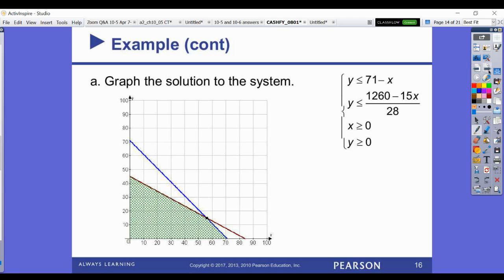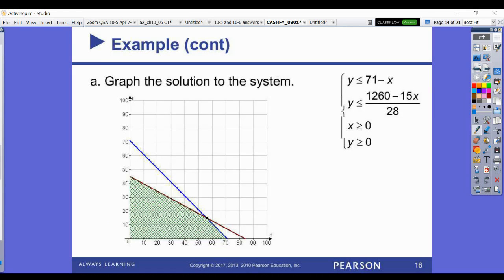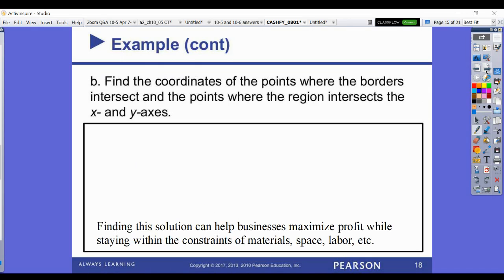And on these kinds of problems, they're going to ask you to find those corners. So you find the coordinates of all the corners. Most of them are going to be pretty easy. This one's 71, 0, 0. I believe this one's 0, 45. And this one, in order to solve this, you would have to set these two equations equal to each other and solve them. And I believe that's what we're looking for here.